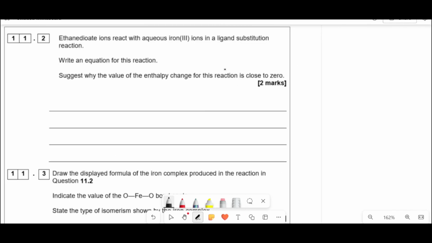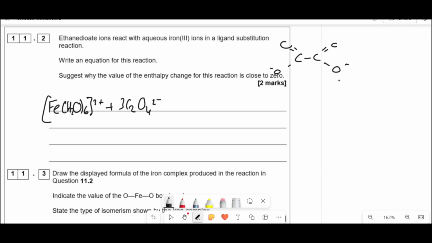So ethanedioate ions react with aqueous iron ions in a ligand substitution reaction. Write an equation for this and suggest why the value of the enthalpy change is close to 0. So we're working with Fe(H2O)6 3+, and we're adding ethanedioate, which is C double bond O, O minus, O minus. It's an ethanedioic acid with the OH gone, so it's just our minuses. So we're going to add 3 lots of C2O4 2 minus because it's a bidentate ligand, so it's going to have 3 of them around this one that can have 6 coordinate bonds. So it's going to be Fe(C2O4)3, and then we're going to factor in the charge. We've added 6 minuses to this, it's plus 3, so it's going to be 3 minus, plus 6 H2O.